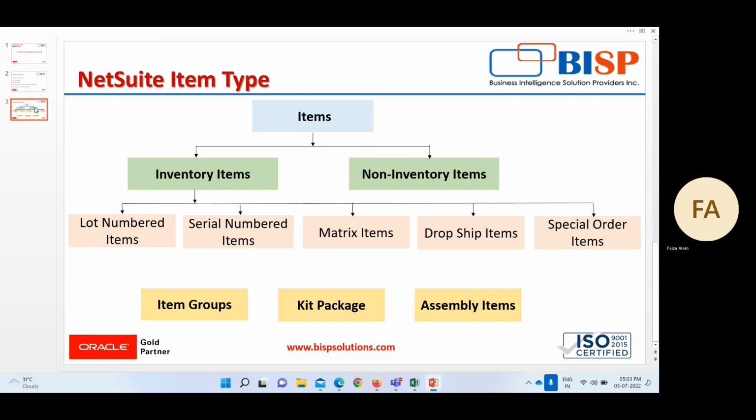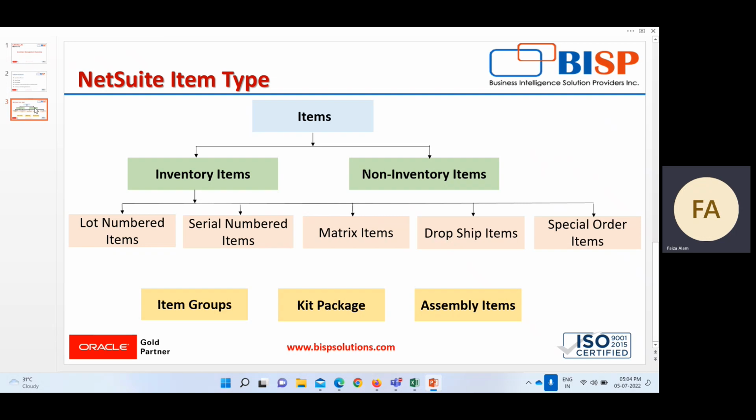If we talk about NetSuite item types, inventory management is one of the most important tasks for running any business efficiently. In order to track inventory, we have to set up the inventory item first. If we do not have items, for which records would we maintain the inventory? These items have been divided into the following categories.